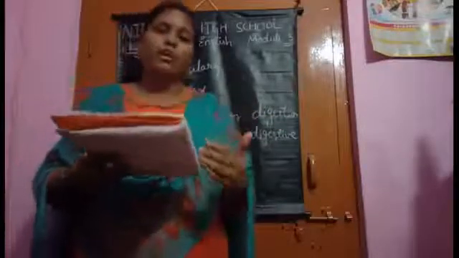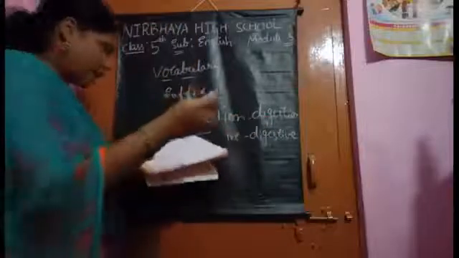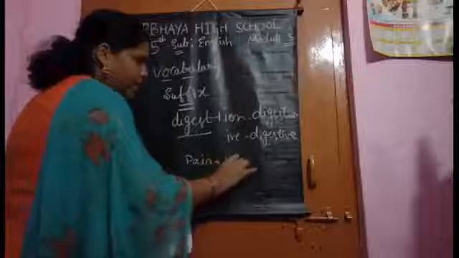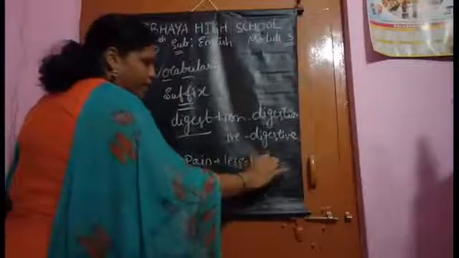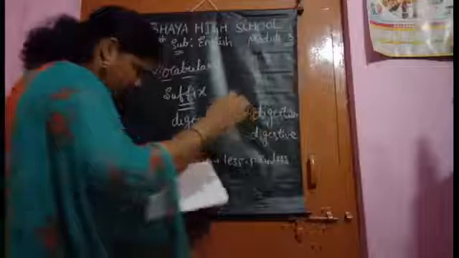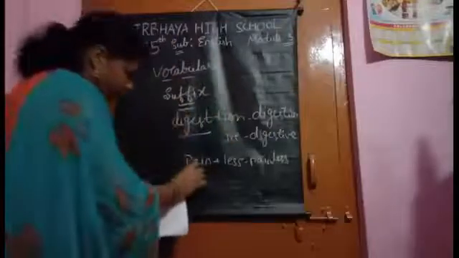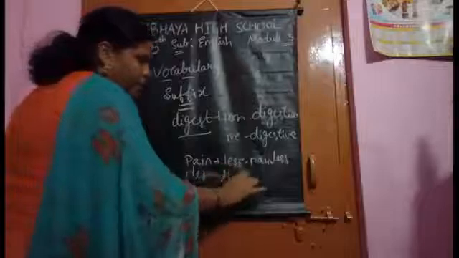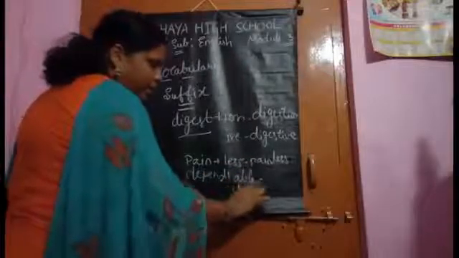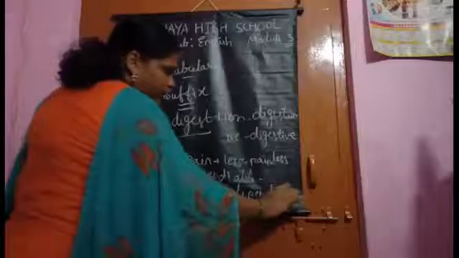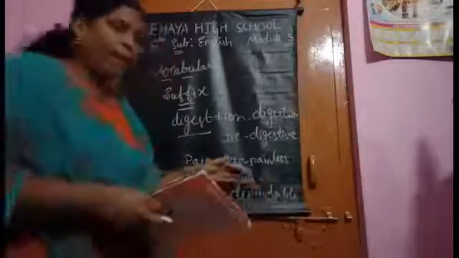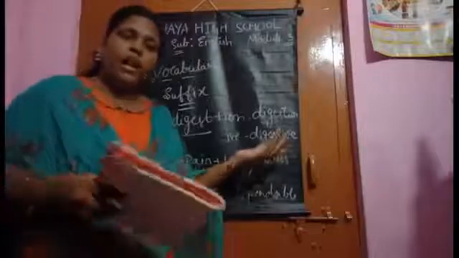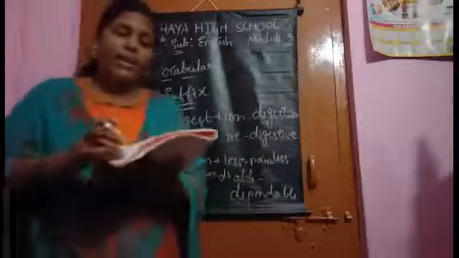The suffixes less and able. We can add less and able. See, painless. Pain plus less, painless. What is it, children? Depend plus able, dependable. Yes children. Pain plus less, painless. Depend plus able, dependable. Now these are the suffixes less and able.